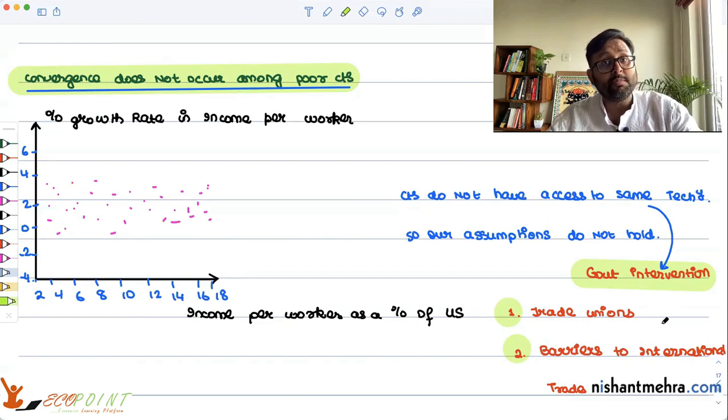So this is about the meaning of convergence. I'm going to connect this with the Solow growth model also with a diagram. And I'll be telling you about the conditional and the unconditional convergence in the next class. Right? Thank you, beta.